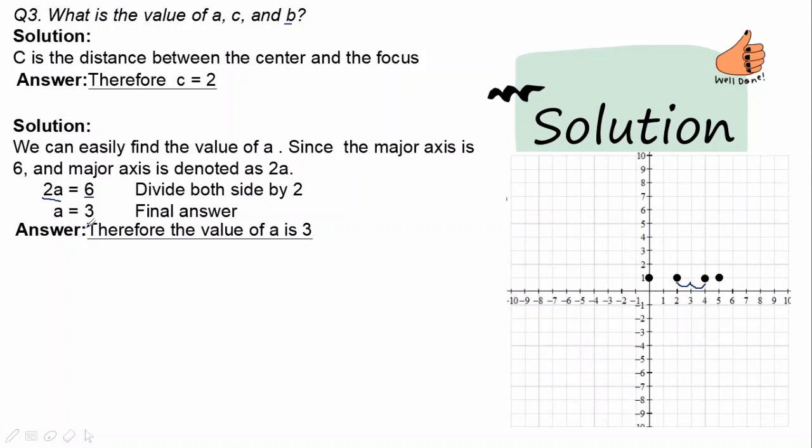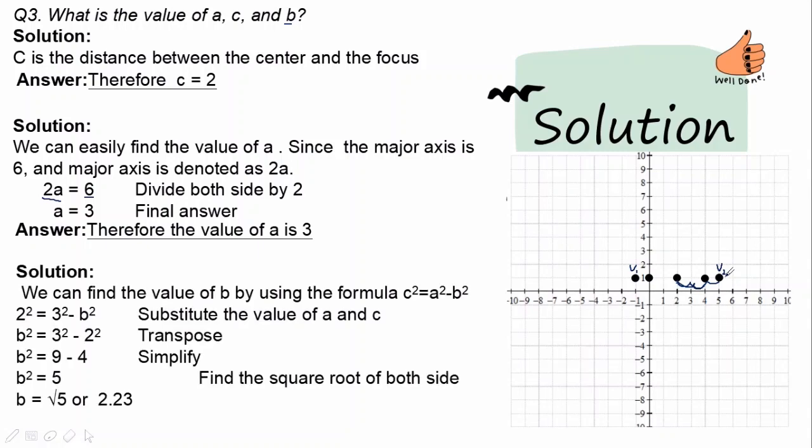Now let's proceed to the points. Since A is 3, and again, when we say A, that's the distance from the center to the vertex. So 3 units from the center to the vertex. So 1, 2, 3. So this is the vertex, and also on the left side, this is the vertex. Okay, so vertex 1 and vertex 2.